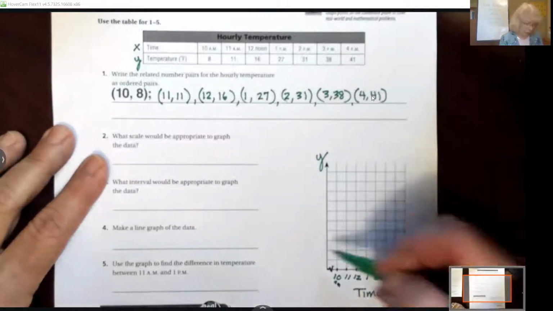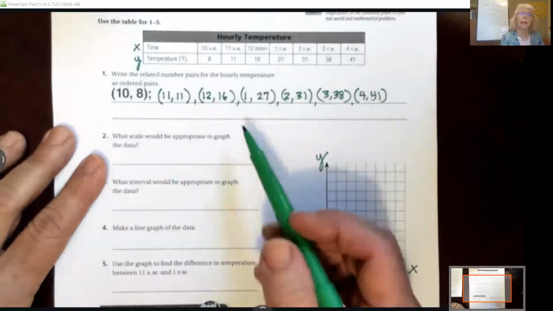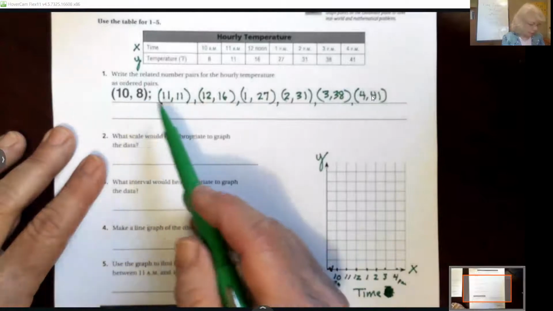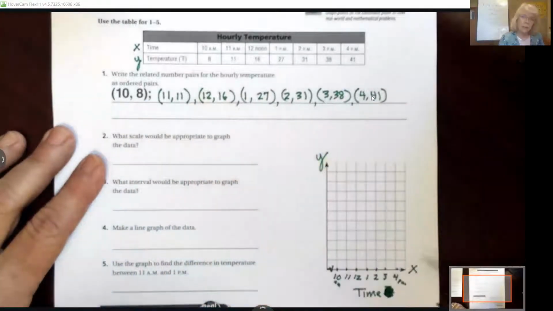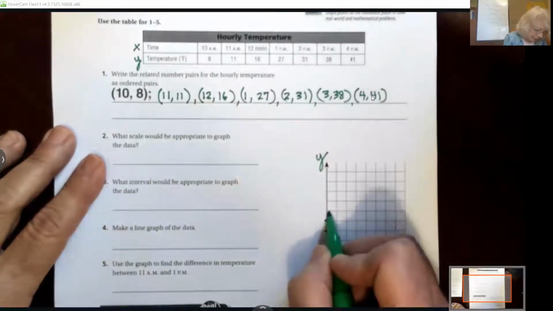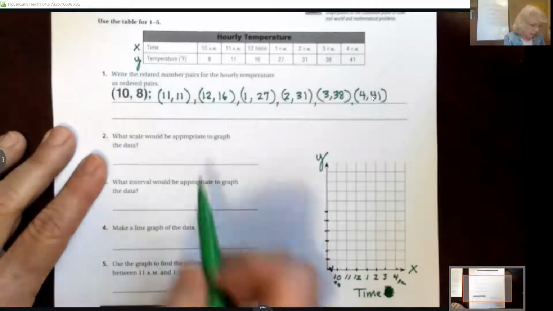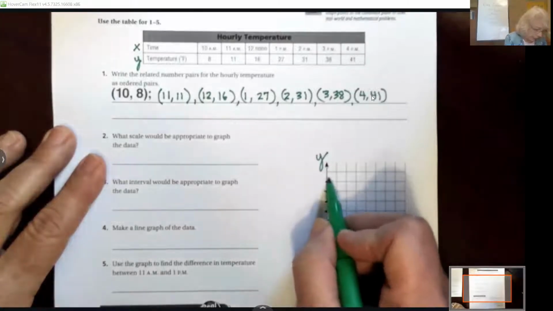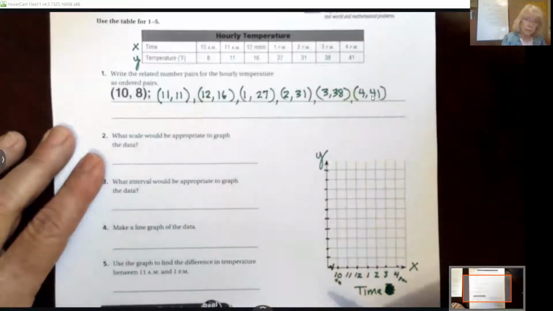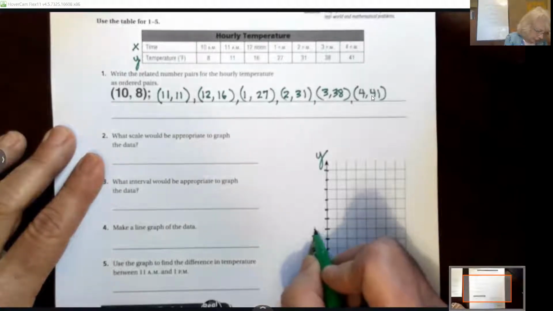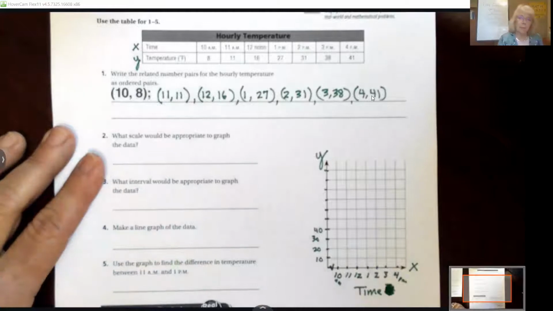Okay, now we've got to look at our y-axis and how we are going to plot that data. It is jumping around: 8, 11, 16, 27, 31. So the distance between each one of these has to always be exactly the same. It looks to me that we could use that distance as being 10 and we would have enough space. So let's check it out and see if it works. I have to make sure I can get at least 41 in there. So I could say 10, 20, 30, 40. Ooh, that's going to make for a very short graph.